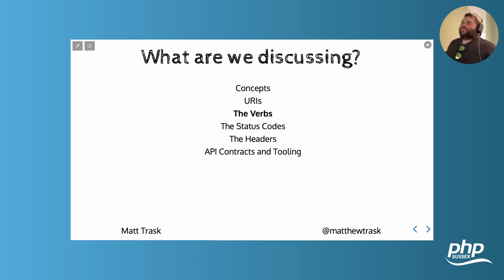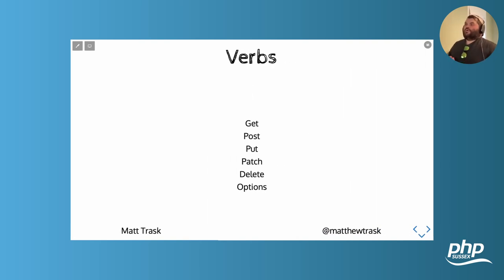So moving right along into the verbs. We have 6 that you will most likely interact with on a daily basis as a developer. 5 really, because the options one is done for you through the browser. So you will very rarely ever send your own options requests.